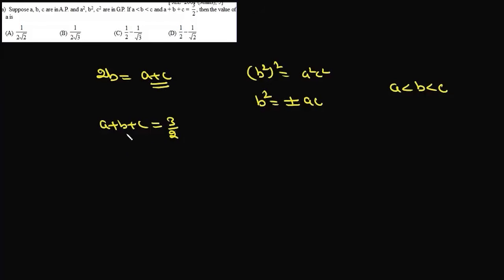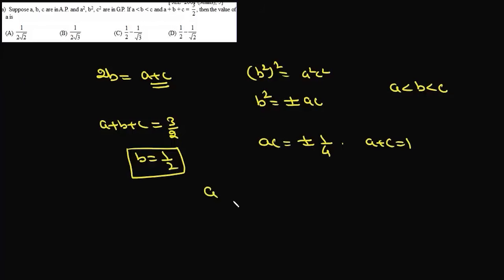Now a plus c is 2b. So we put a plus c as 2b, we get b as 1 by 2. And if b is 1 by 2, we write a into c as plus or minus 1 by 4. And if we put b as 1 by 2 here, we get a plus c as 1. So we can write c as 1 minus a, and a into c is plus minus 1 by 4. So it will be a times (1 minus a) equals plus minus 1 by 4. So we can write 4a square minus 4a plus minus 1 equals 0.